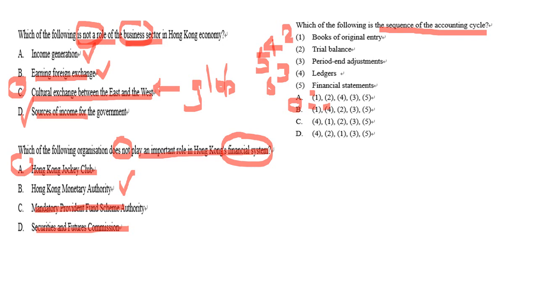Next one, cultural exchange between the East and the West. Cultural exchange is not the role of the business sector. It belongs to the topic of globalization, the advantage of globalization, not about the business sector. The business sector has no such role to exchange culture between the East and the West. So it is not the role of business. While D is correct, source of income for the government.